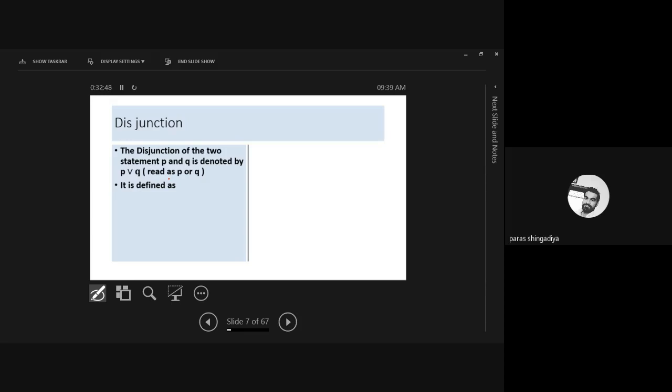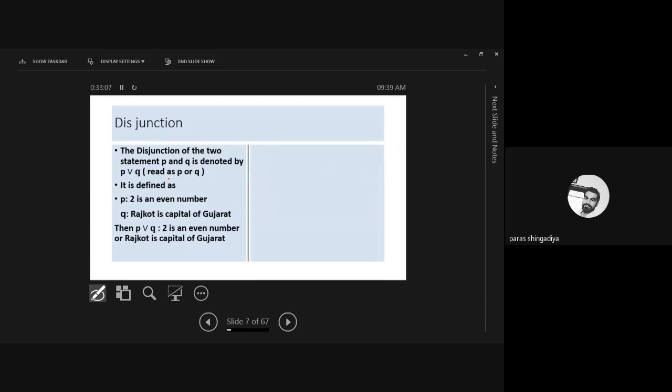The disjunction of the two statements P and Q is denoted by P upper cap Q, which means P or Q. It is read as P or Q. Lower cap means AND and upper cap means OR. Clear? P or Q. And for the two statements, it is defined as follows. Consider the same statements. You can change them also.